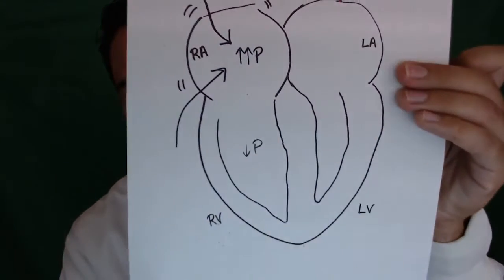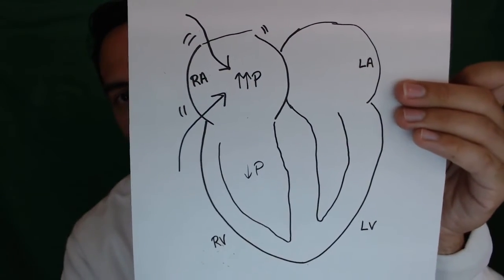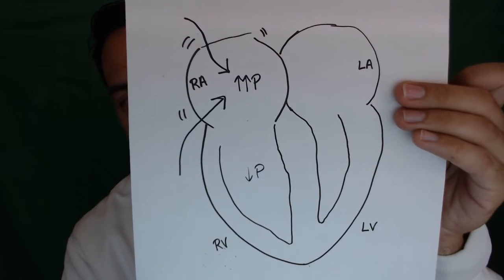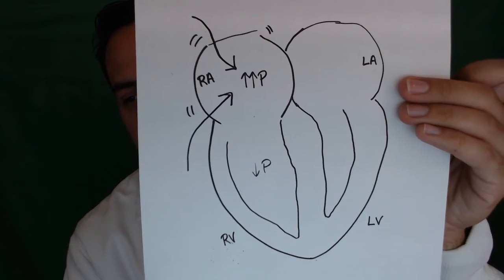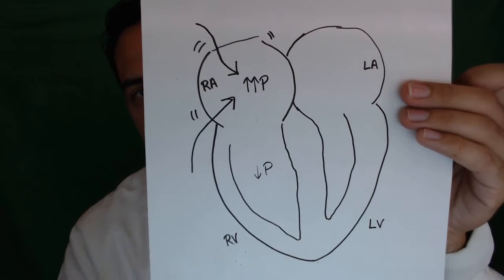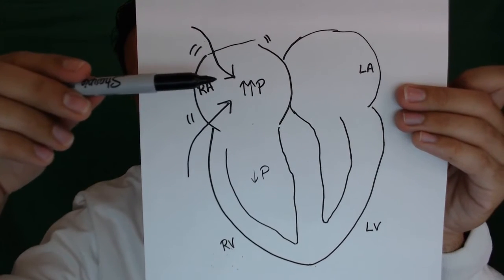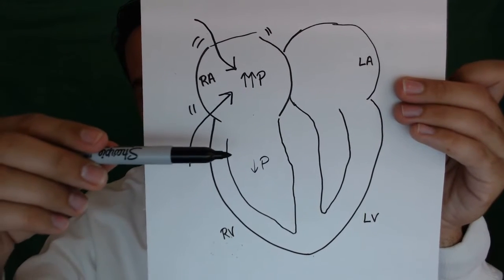The pressure is going to go up so much that the pressure is actually greater in the right atrium than it is in the right ventricle. The right ventricle is not squeezing. It's got some pressure in it, but that pressure is a lot lower than the right atrium. So the right atrium is a higher pressure than the right ventricle. So this is higher up here, it's lower down here.